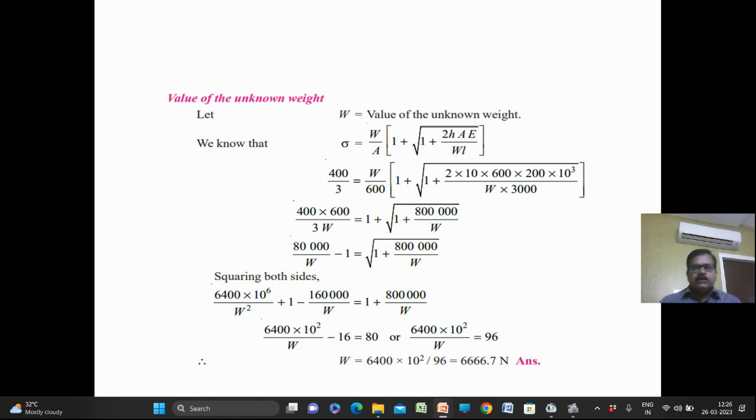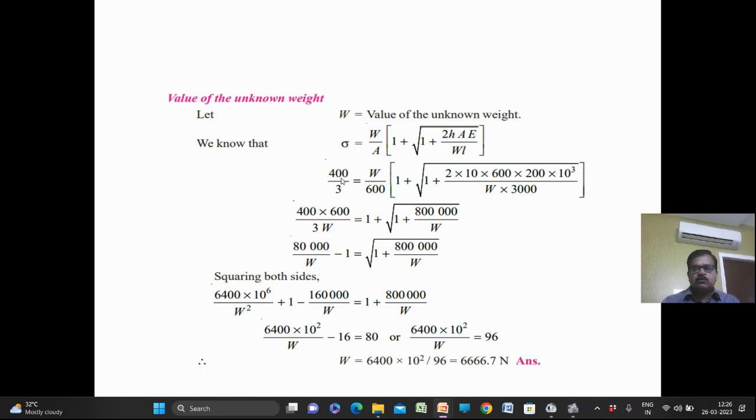And the unknown weight, that means the weight is falling from 10 mm and it causes an extension of 2 mm, but the weight of that is not given. So we need to find out that weight. To find out that weight, we are using the expression derived. The impact stress is equal to W by A into, within the brackets, 1 plus square root of 1 plus 2 H A E by W L. So we need to find out this W, the value of the falling weight.